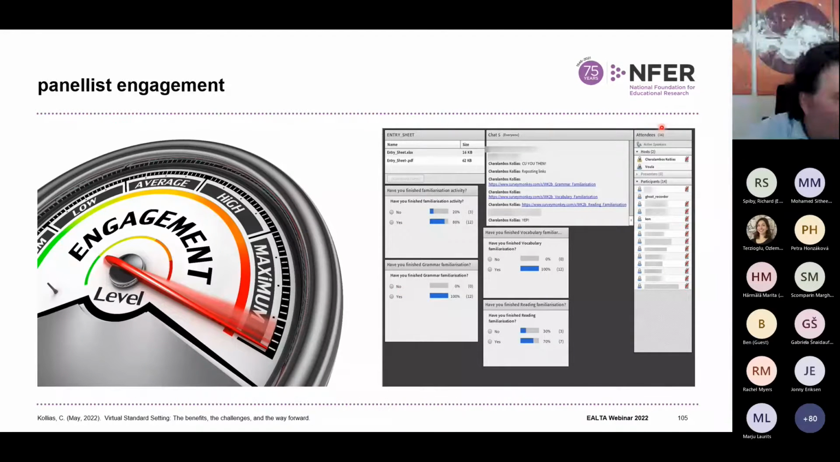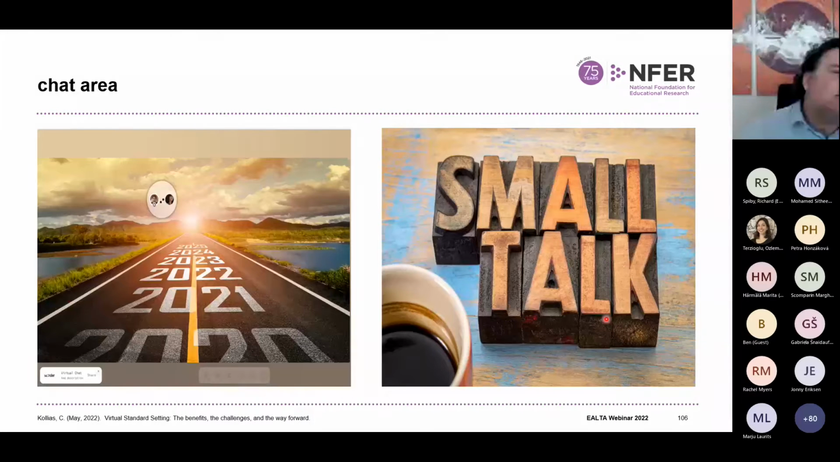throughout, and this is in the audio mode, I need to see if they were being engaged. I had little pop-up polls, you know, have you finished this activity? Have you finished the grammar? Have you finished the vocab? The reading, depending on, did you finish round 1? Did you finish round 2? And this is one of the things, give them a chat area.